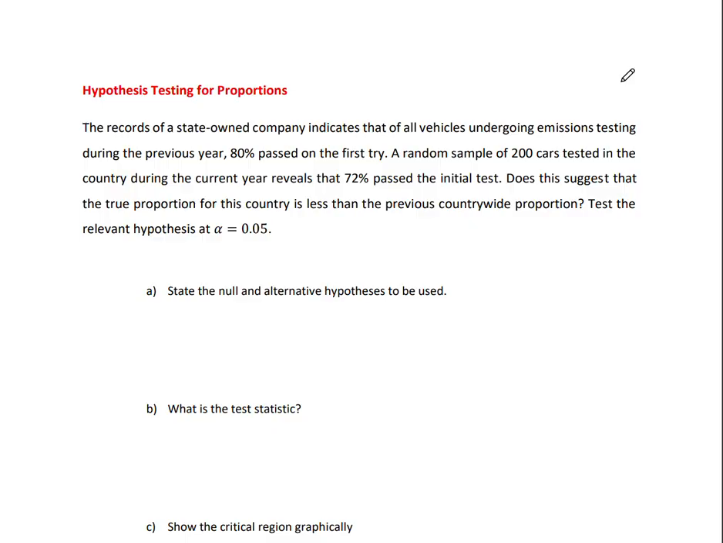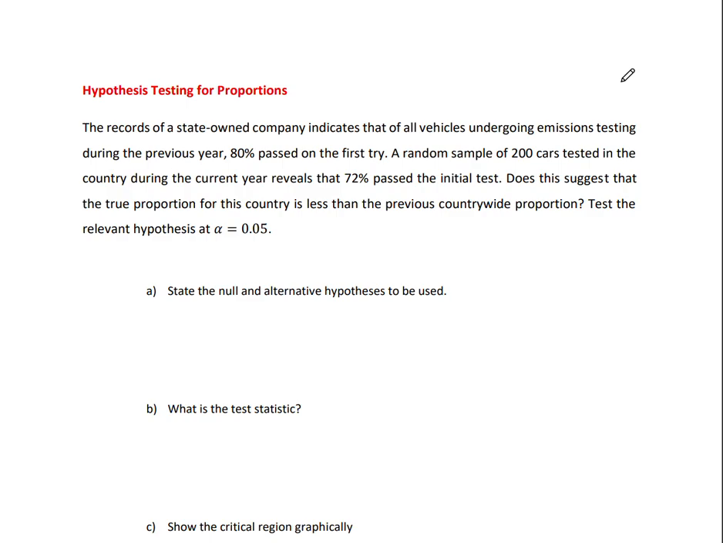In this lesson, I will be illustrating how to carry out hypothesis testing for single proportions. This is a continuation of my series on hypothesis testing. I've previously released lessons on hypothesis testing for single means. This is my first in illustrations of hypothesis testing for proportions.